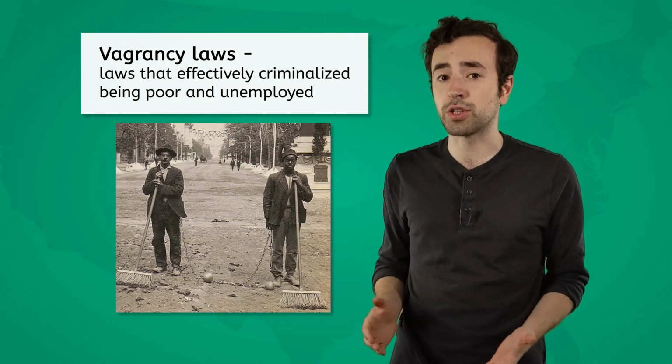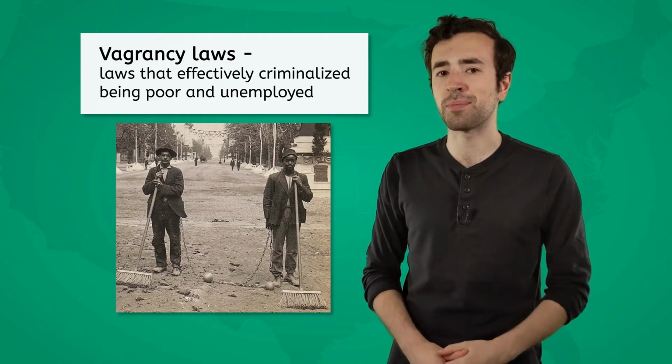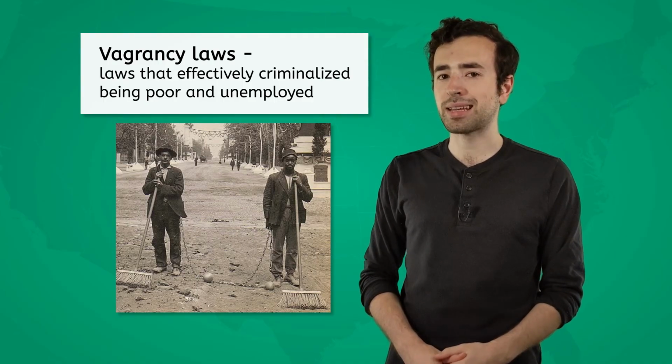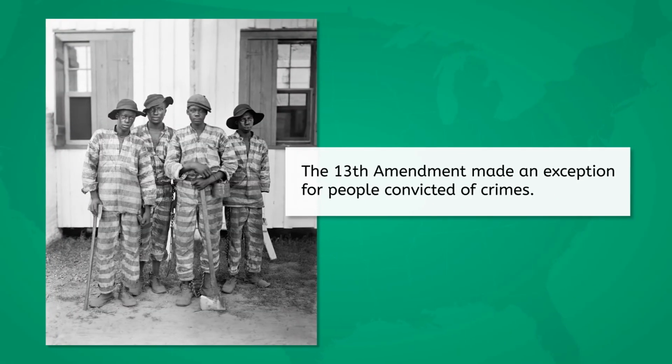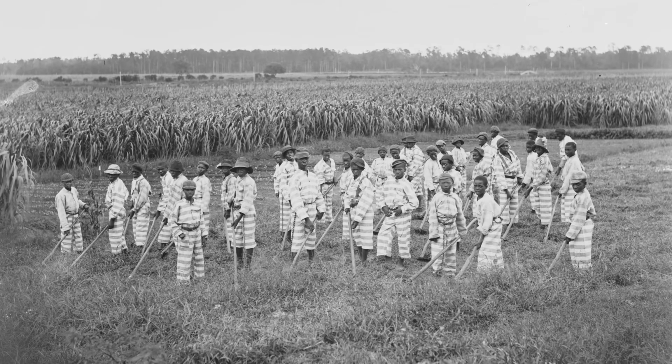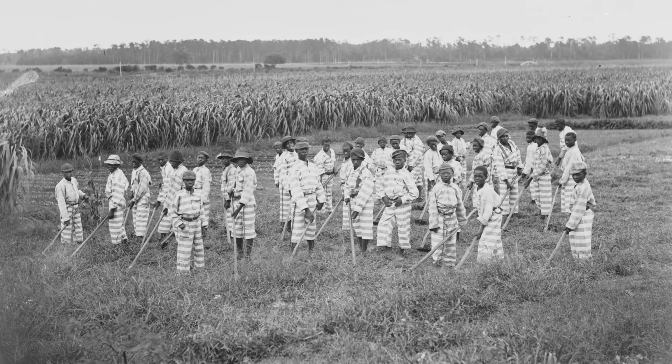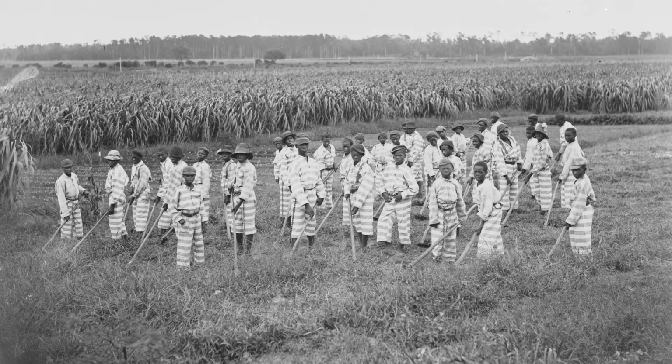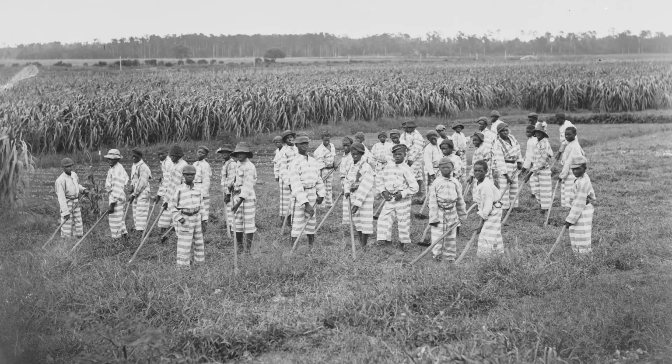Slavery and involuntary servitude were abolished by the 13th Amendment, but it made an exception for people convicted of crimes. In other words, unpaid and forced labor was, and still is, constitutional for people convicted of crimes. And if you take that exception and add in vagrancy laws and Jim Crow laws, what do you get? A system that allowed forced labor to continue.